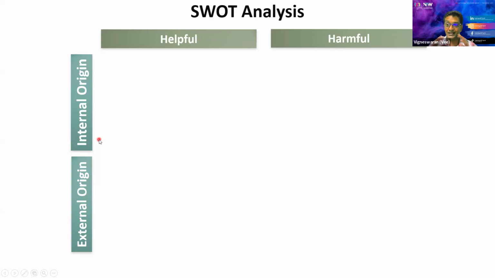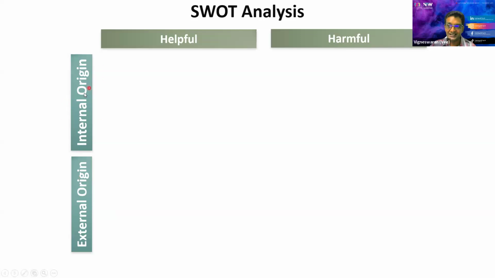When we look at a company, say X company, internal origin means whatever is inside the company. External origin means what is outside the company, things that are happening outside of X. For example, the development in robotics. You all know there is a lot of development in humanoid robots. These are external developments that can help or affect the company. This has nothing to do with the company.